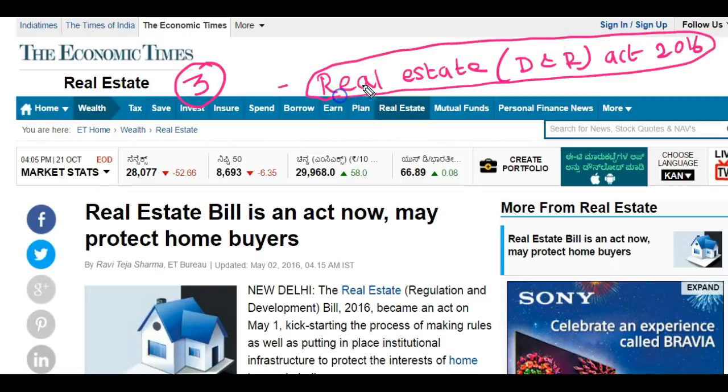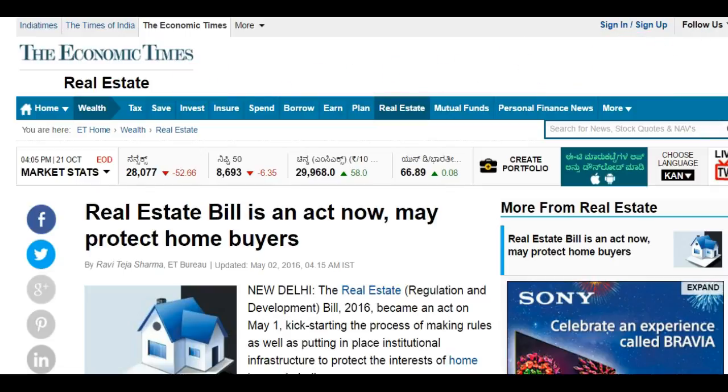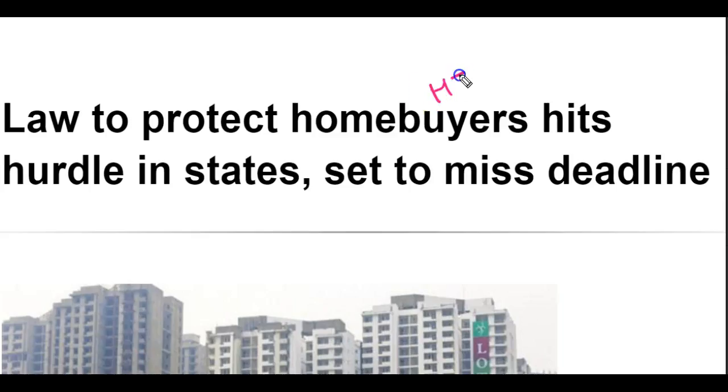In the last one year you might have studied about the Real Estate Regulation and Development Bill 2016, then it became an act. This article has been released in Hindustan Times, and we will also discuss additional points from the Economic Times newspaper as well.